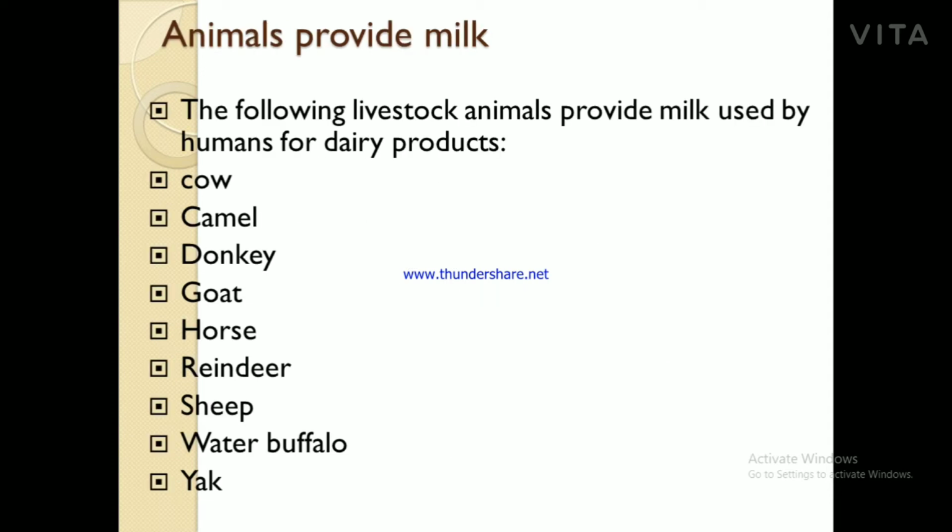Animals provide milk. The following livestock animals provide milk used by humans for dairy products: cow, camel, donkey, goat, horse, reindeer, sheep, water buffalo, yak.